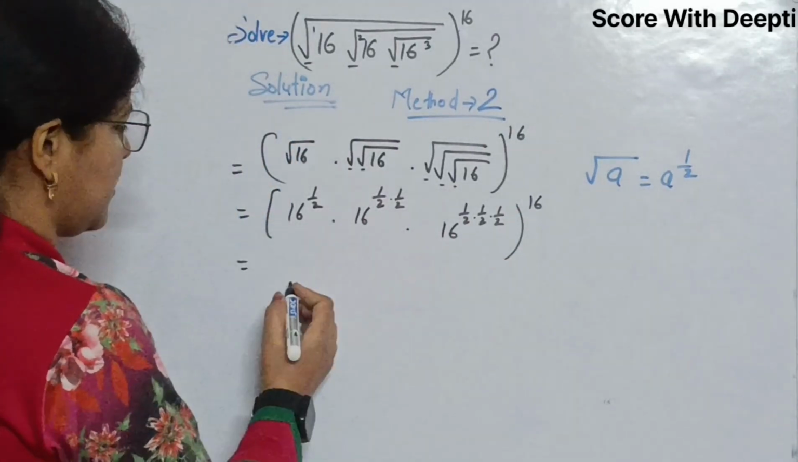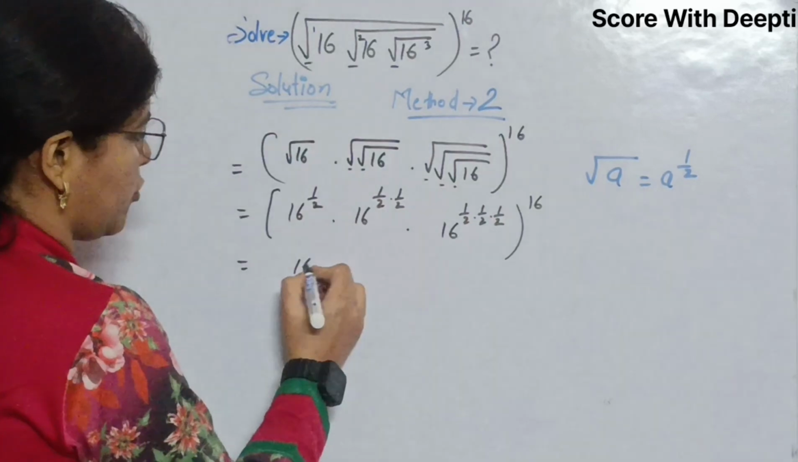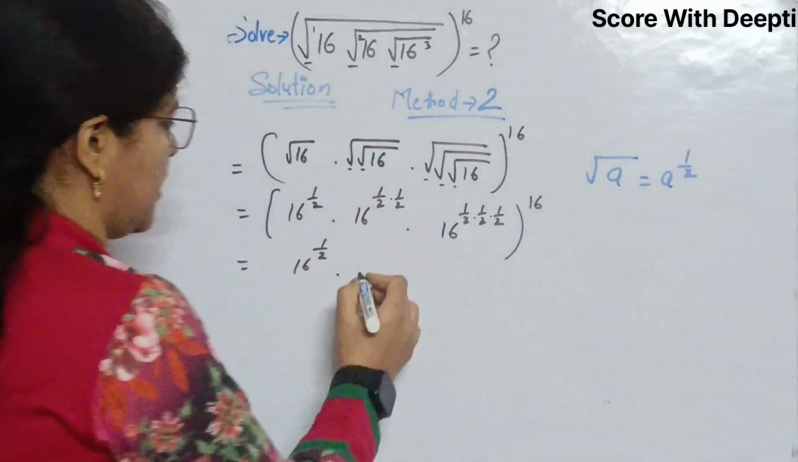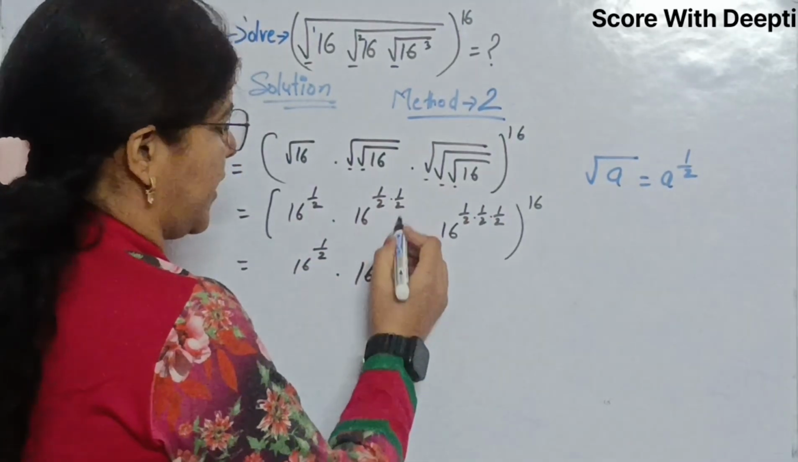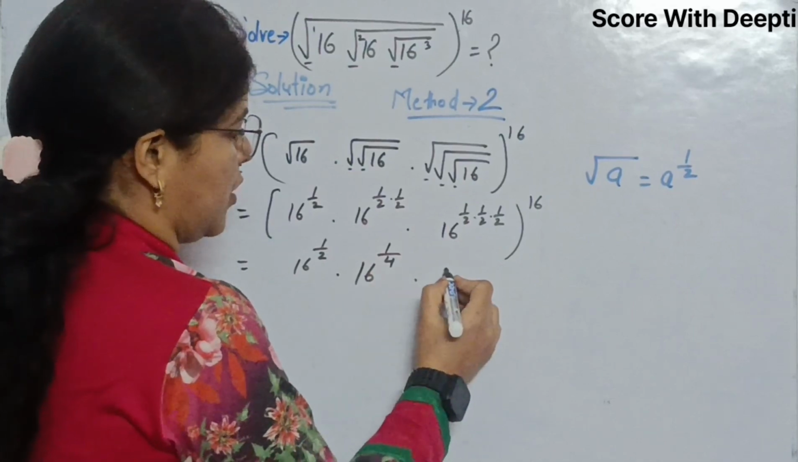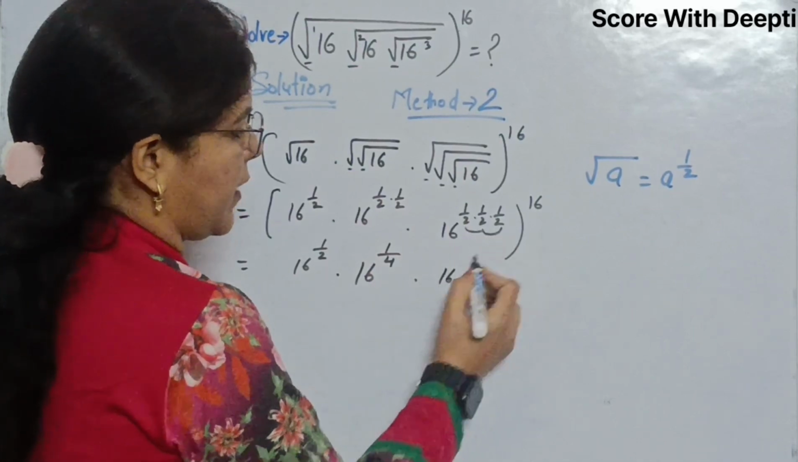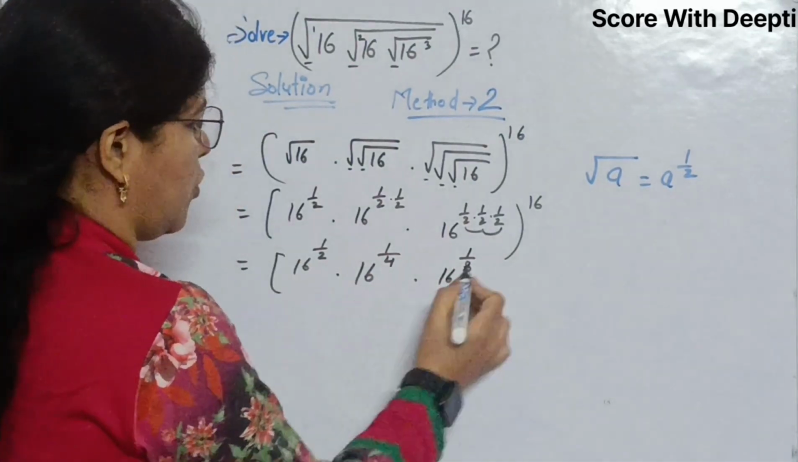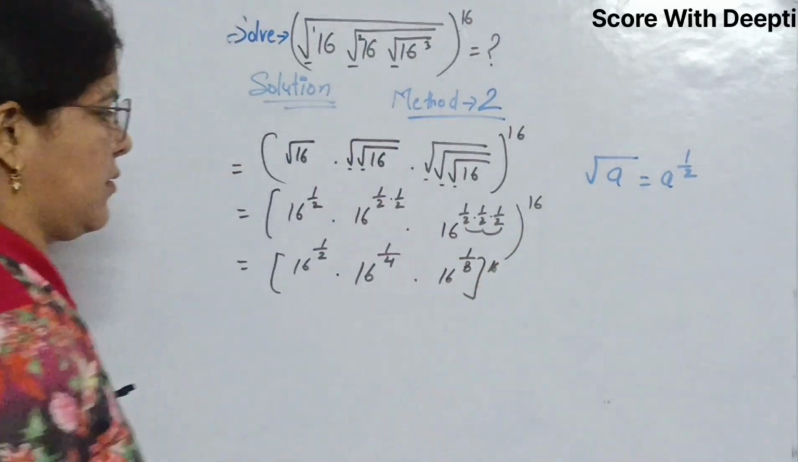Next, we solve this and get 16 to the power 1 by 2 into 16 to the power 1 by 2 into 1 by 2, which is 1 by 4, into 16 to the power 1 by 2 into 1 by 2 into 1 by 2, which is 1 by 8, to the whole power 16 as it is.